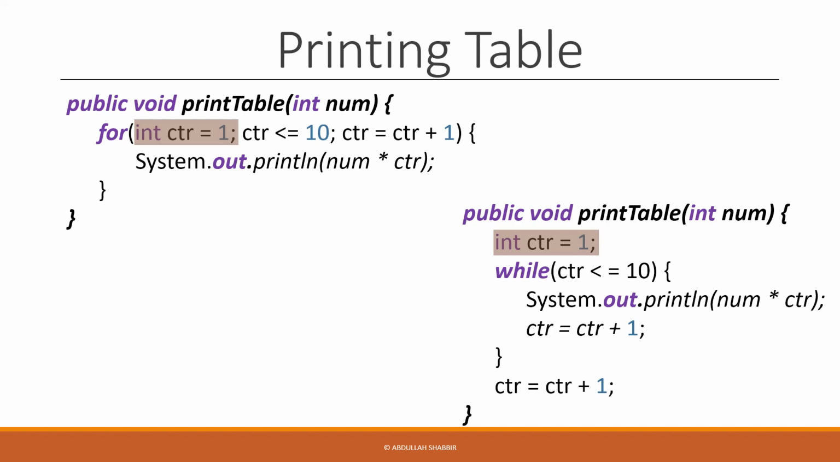We then have the conditional block, and for both the for and while loop, it's inside the parentheses, so no surprise there. And finally, we have our update clause. For the for loop, that's the last statement inside the parentheses. But for the while loop, this update clause is inside the loop, as we need to make sure that we update the variable after the print statements are executed.